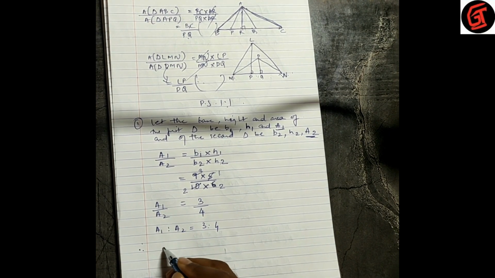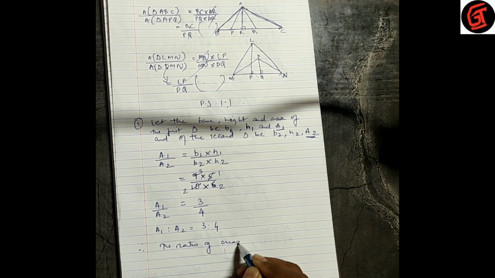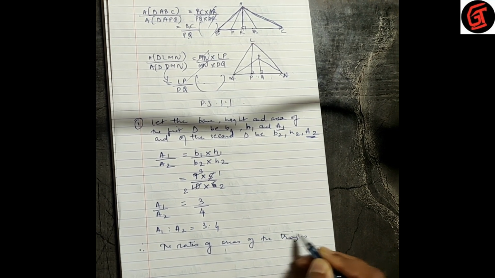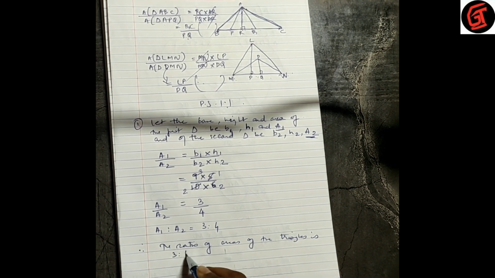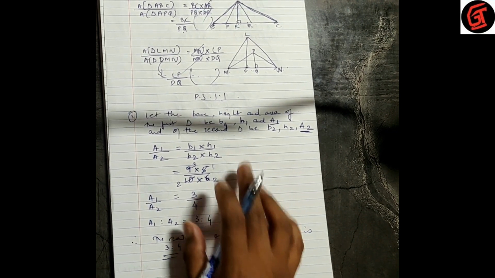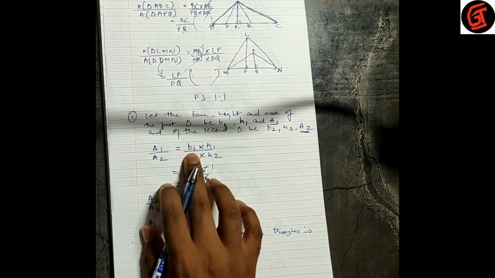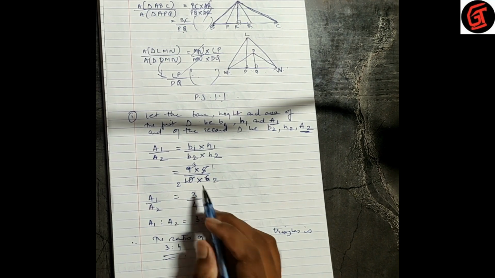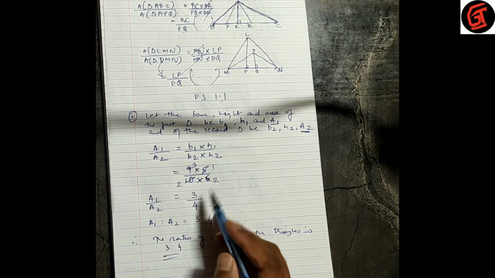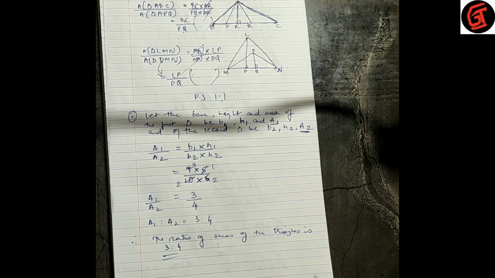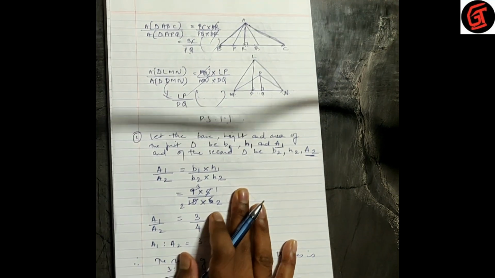Therefore the final answer: the ratio of areas of the triangles is 3 is to 4. Okay, clear? I hope you all understood this sum. Base, height and area we took as assumptions. Then we wrote the formula given in property 1, which we did in lecture 1. Substitution of the numbers, summing up the numbers, final answer, writing in ratio form. Very easy.